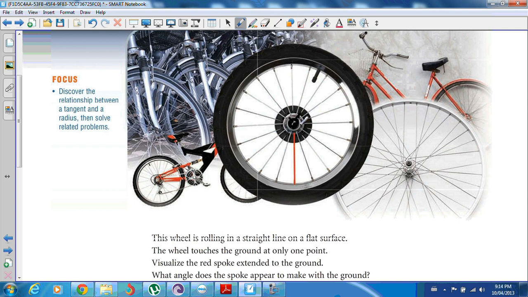Each one of these spokes is exactly halfway from the middle to the outside, so they're halfway across the circle. That there is called the radius. And that was something that was learned a while ago. Often you'll see radius just marked with an R.